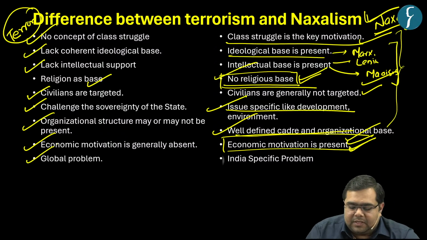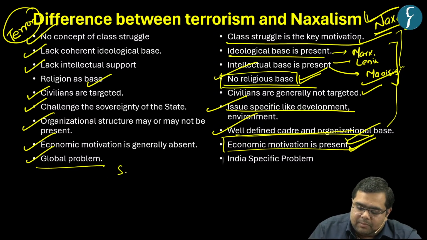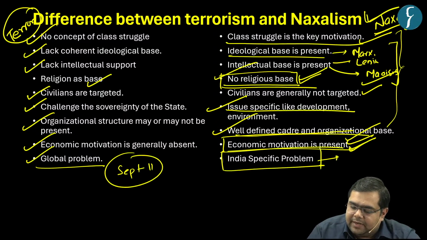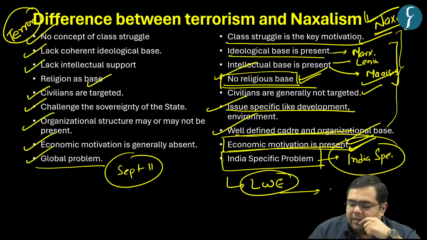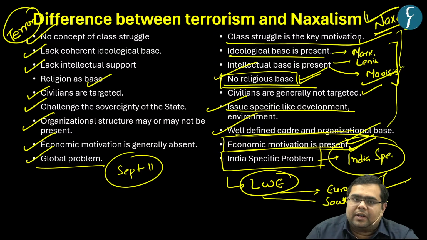The last point of difference is that terrorism is a global problem. It has emerged into a global problem after the September 11 attacks. Naxalism, however, is an India specific problem. However, if we categorize it in the broad framework of left wing extremism, we see that at various instances even Europe and South America have seen various violent left wing organizations such as, let us say, M19 or FARC, right?